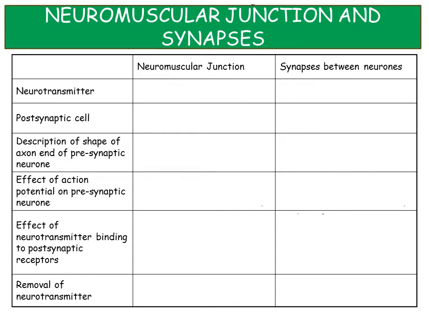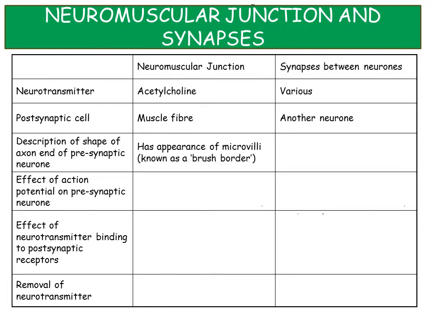In a neuromuscular junction, the neurotransmitter will always be acetylcholine, whereas in a synapse between two neurons it can be a variety of different neurotransmitters. It can be acetylcholine, but it could also be perhaps dopamine or serotonin. The postsynaptic cell in a neuromuscular junction will be the muscle fibre, whereas after a synapse you will find another neuron. For the presynaptic neuron, the shape of the end of the axon in a neuromuscular junction is described as having a brush border, whereas the presynaptic neuron in a synapse is smooth and round. It's sometimes called the presynaptic knob.